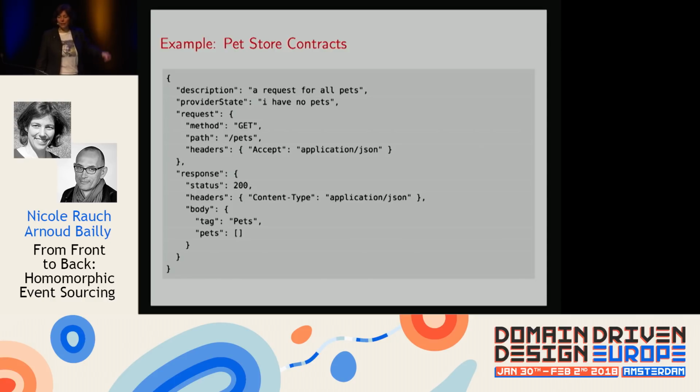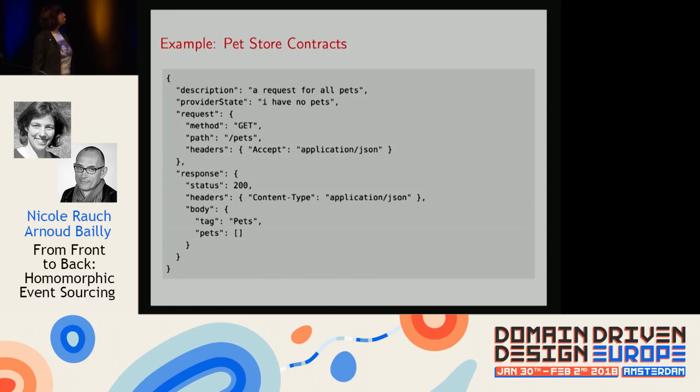Here you can see this is an example. At the top you can see there is a description, a request for all pets, and then we can specify what the state of our backend should be when we run this request. And here it's just a string, and we will see in a bit how this actually comes to life. This here says, I have no pets.